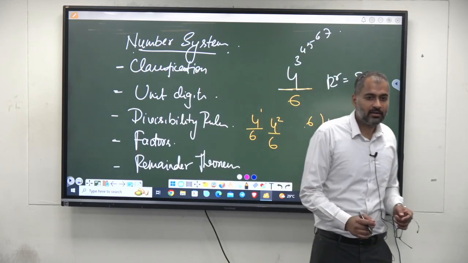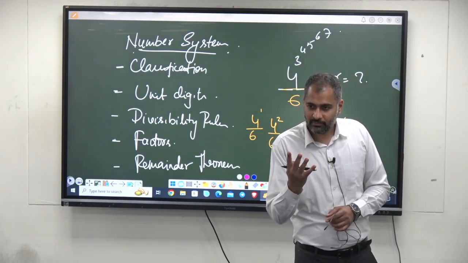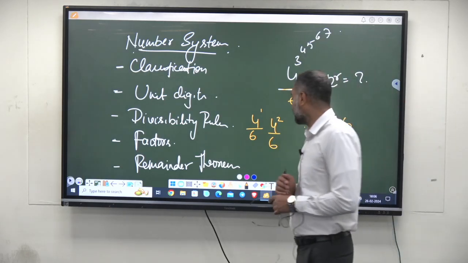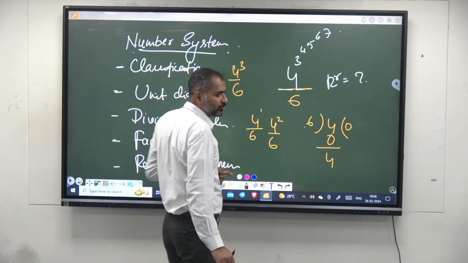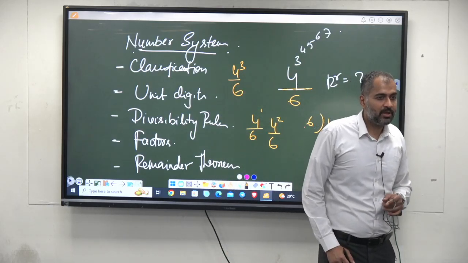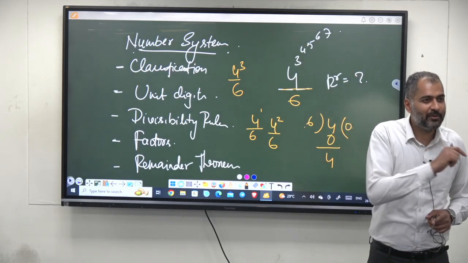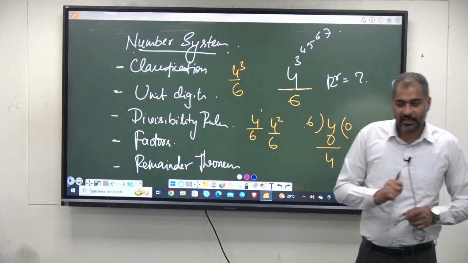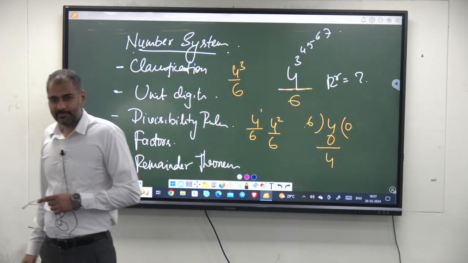4 square, when you divide by 6. What is 4 square? 16. When you divide by 6, what is the remainder? 4. Okay, 4 cube when you divide by 6. What is 4 cube? 64. When you divide by 6, the remainder is 4. Similarly, 4 power 4 when you divide by 6, what is the remainder?